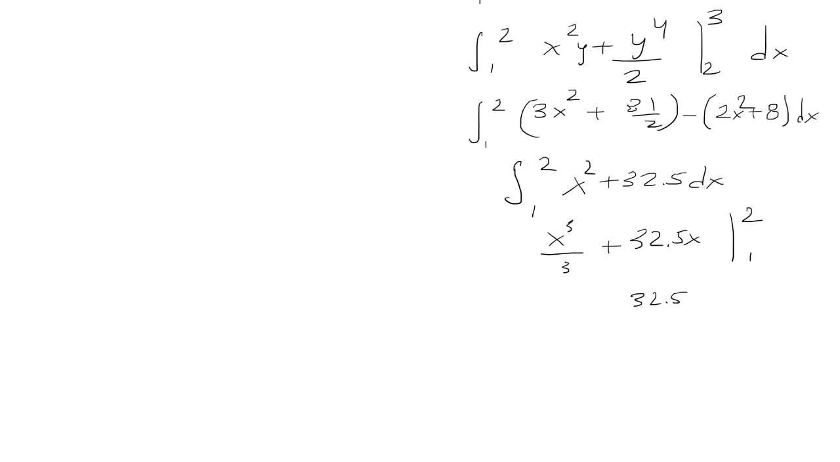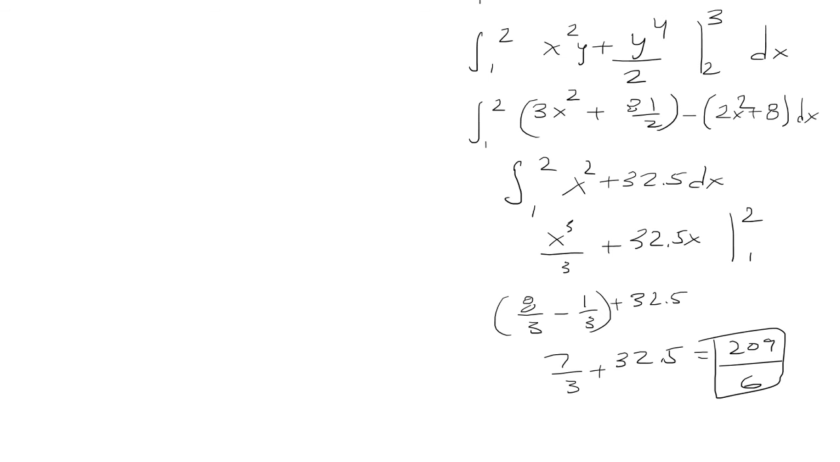X cubed over 3, let's see, plug in 2 is 8 over 3. And then plug in 1, you get 1 over 3. So basically that's 7 over 3 plus 32.5. And for that you get 209 over 6. And that's our final answer.